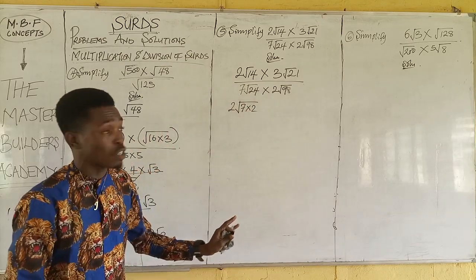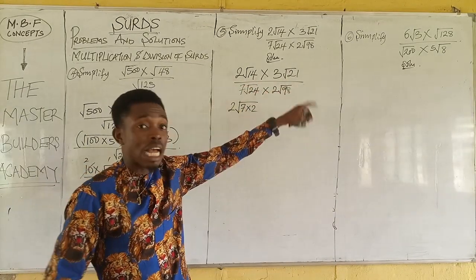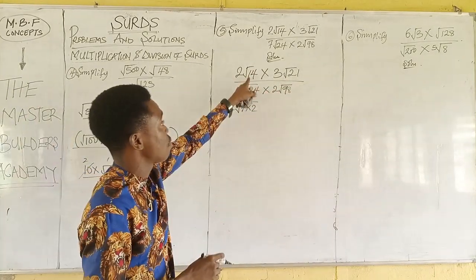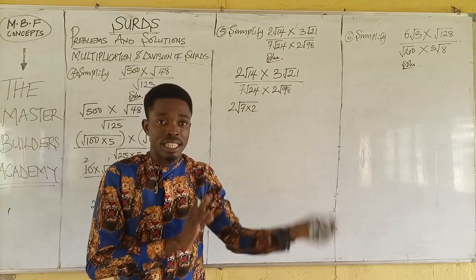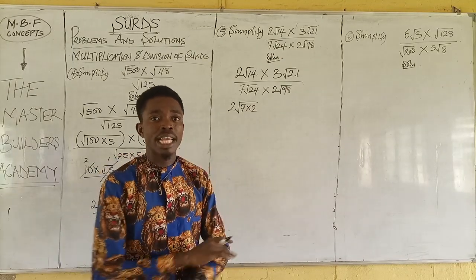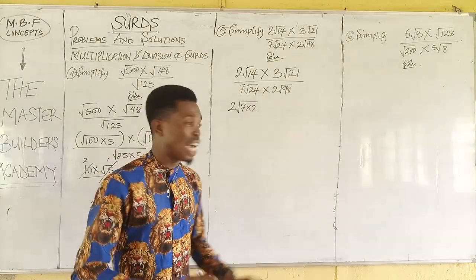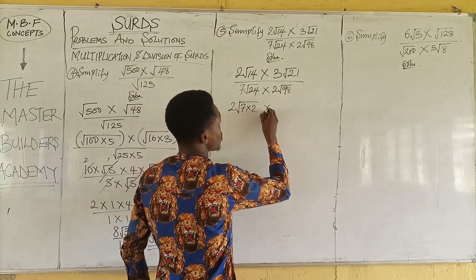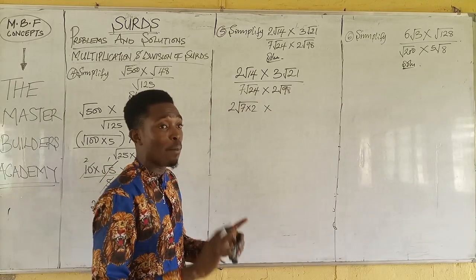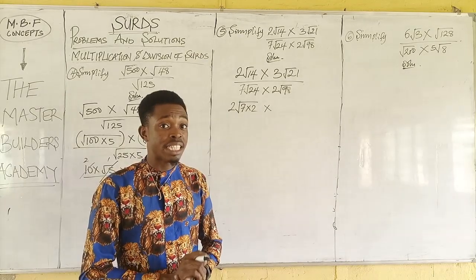Although none of them is a perfect square, the product of this and this will give me a perfect square, because I have 7 here. I will also have 7 here, and 7 times 7 is 49, and 49 is a perfect square. That's why I want to do it that way. You have the option of doing it your own way, provided that you are not manipulating values.